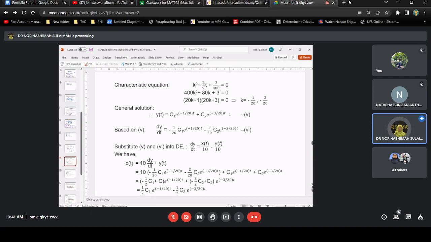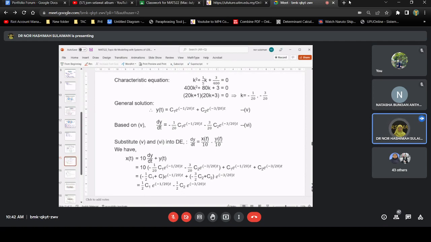Macam mana nak dapatkan x? You boleh ulang balik proses tu ataupun you may want to use substitution method. Maknanya you find the first derivative of y. Kita differentiate benda ni dapat apa? Negative 1 over 20 C1 e to the power of ni. Right, minus 3 over 20 C2 e to the power negative 3 over 20. Okay, so dah dapat y dengan y prime.